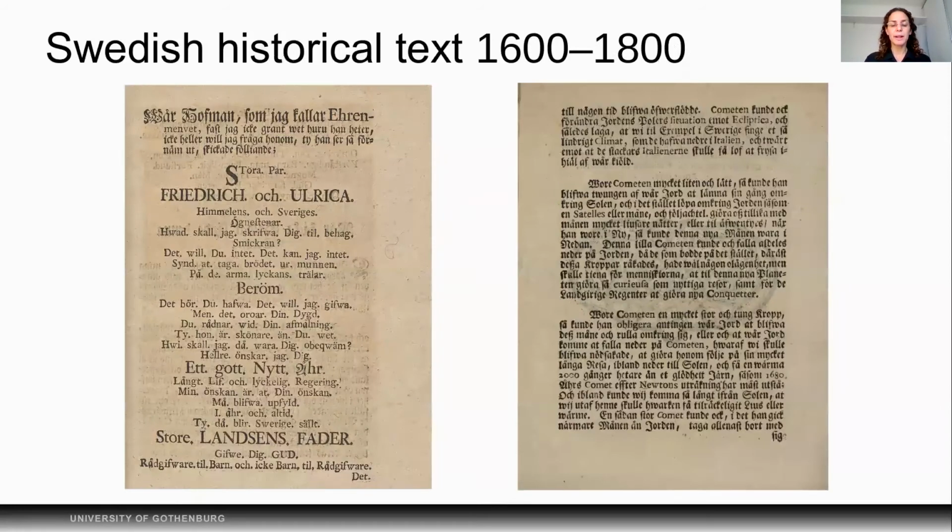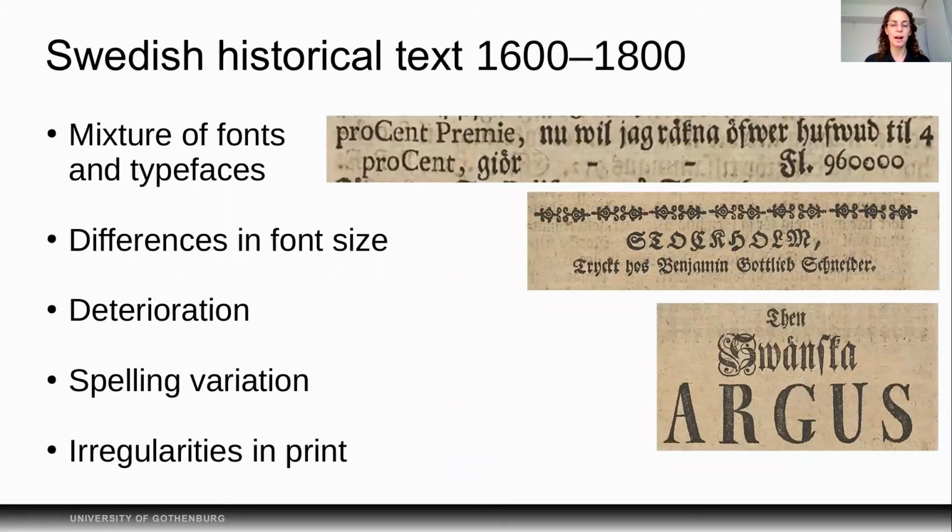The kind of material we are dealing with comprises a selection of digitized versions of older Swedish prints from 1600 to 1800. The material was digitized by the Gothenburg University Library and the National Library of Sweden. It was produced with different OCR versions and was manually transcribed through double keying. What characterizes the material, making it challenging for OCR, is a mixture of fonts, most notably Fraktur, Antiqua, and Schwabacher, a mixture of typefaces, differences in font size, deterioration of the paper, variation in the language, and irregularities in print.